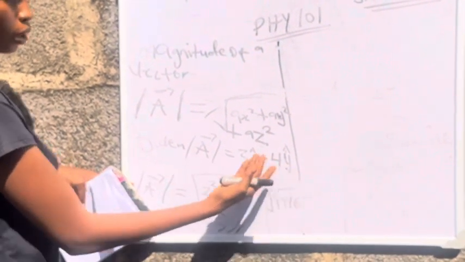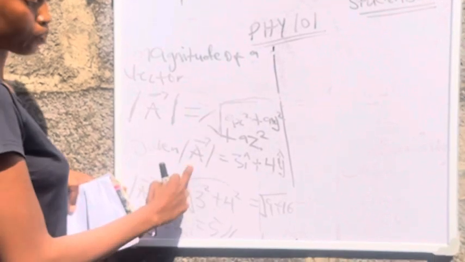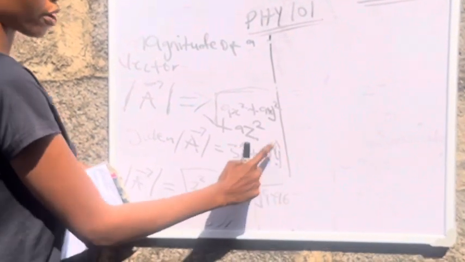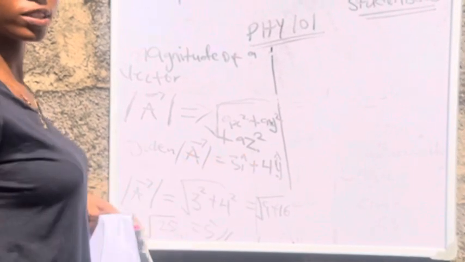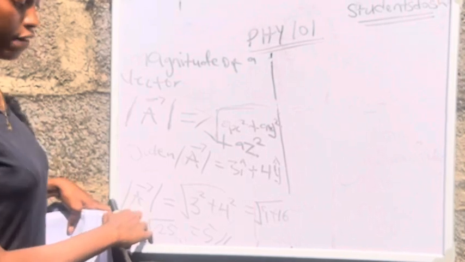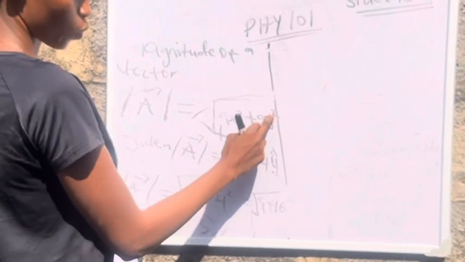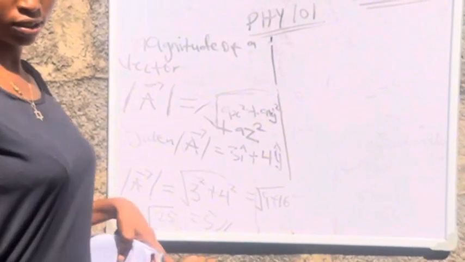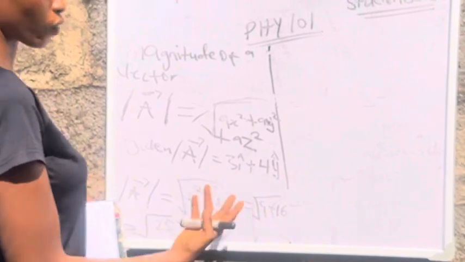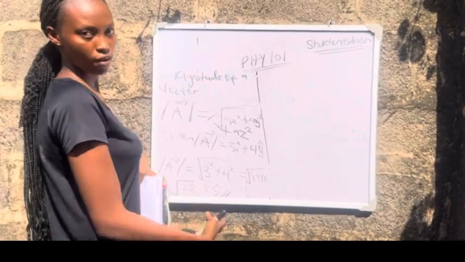So this is the problem that we are solving now. Given that the vector is 3i plus 4j cap. This cap, you must put this cap. This cap is showing the unit. So let's proceed. The magnitude of the vector is the square root of 3 squared plus 4 squared. You must put this squared. Equals the square root of 9 plus 16. This plus this will give you 25. The square root of 25 will give you 5.